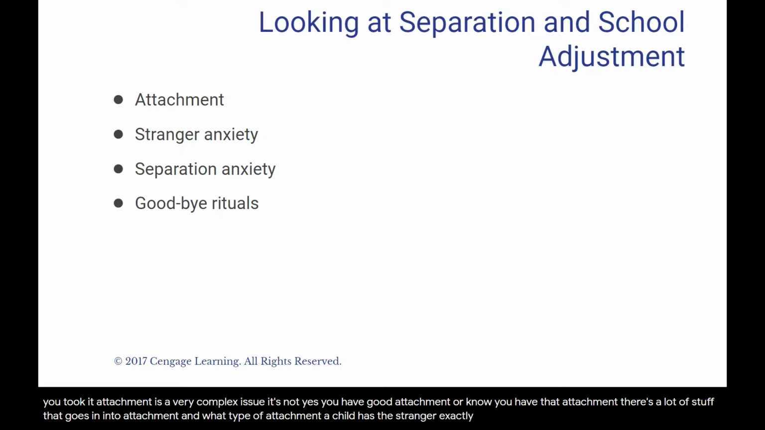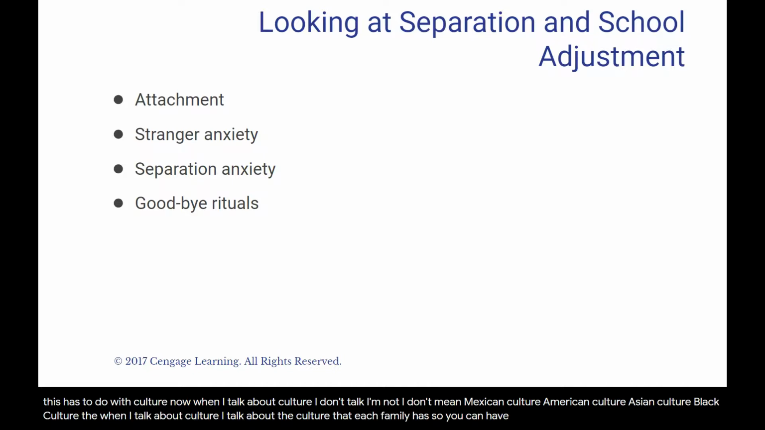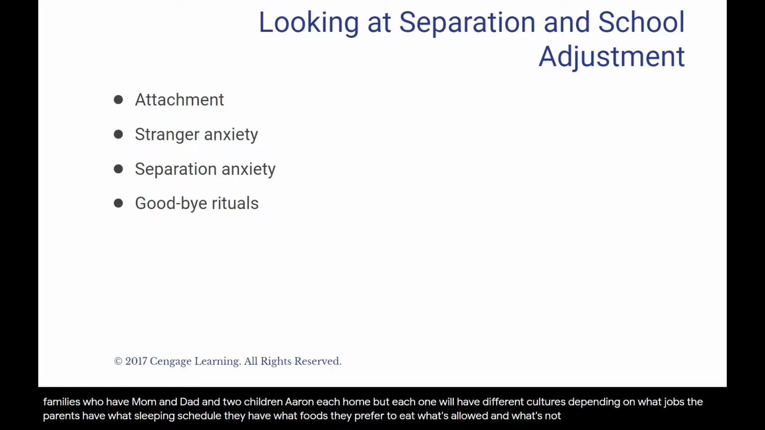Stranger anxiety and separation anxiety and goodbye rituals, all of this has to do with culture. Now, when I talk about culture, I don't mean Mexican culture, American culture, Asian culture, Black culture. When I talk about culture, I talk about the culture that each family has. So you can have three families who are American Caucasian families who have mom and dad and two children each at home, but each one will have different cultures depending on what jobs the parents have, what sleeping schedule they have, what foods they prefer to eat, what's allowed and what's not allowed in each home.